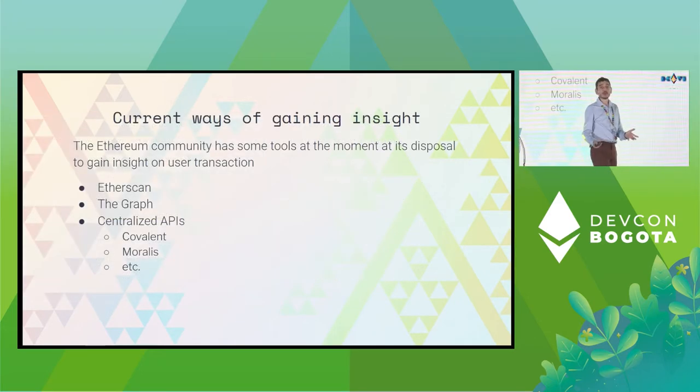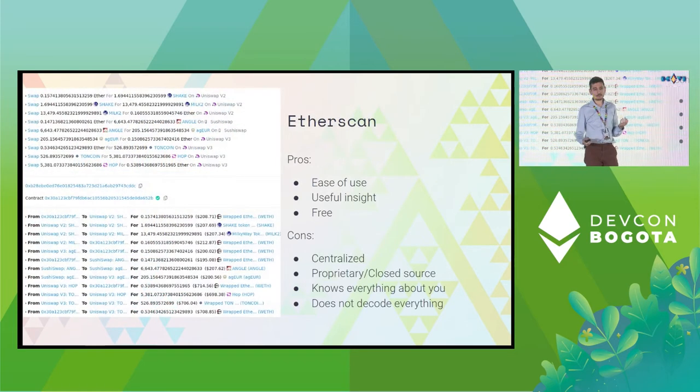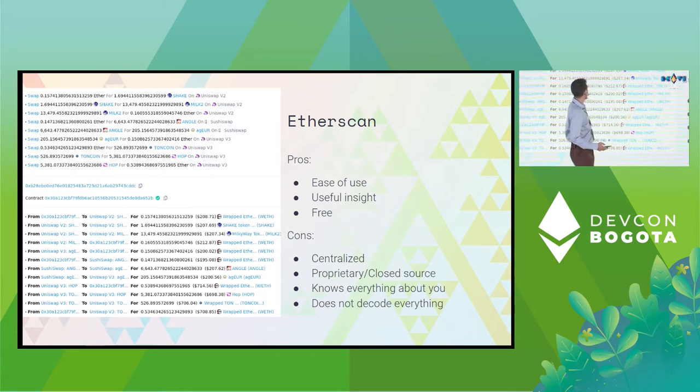We are no longer in 2014, there are ways to gain insight. You can see stuff in Etherscan, with The Graph, and other centralized APIs such as Covalent, Moralis, etc. So we have all used Etherscan. Decoding a transaction with Etherscan looks like this. It's a complicated transaction that does swaps over multiple protocols.